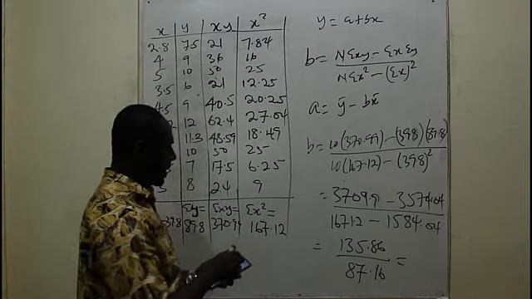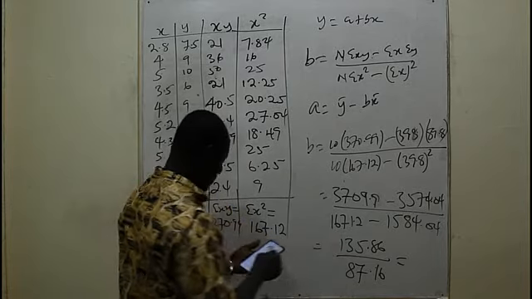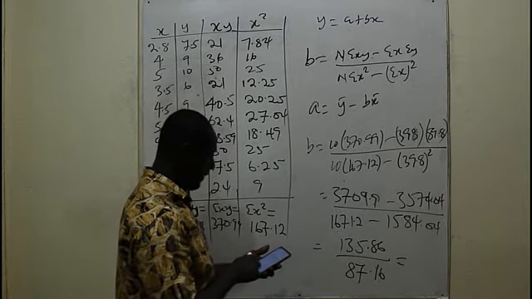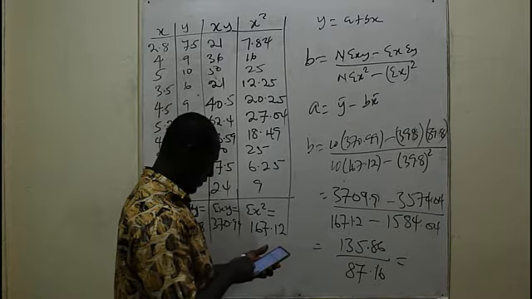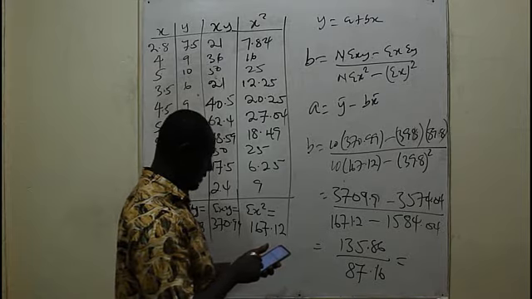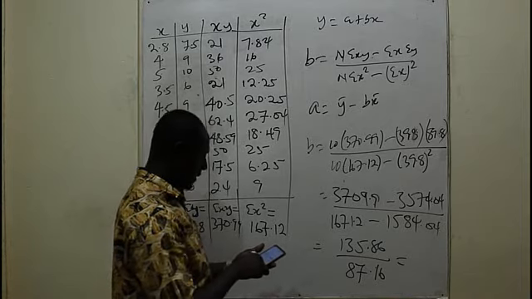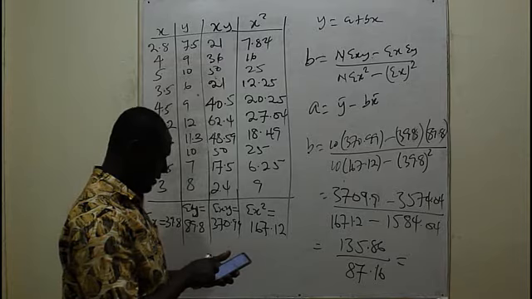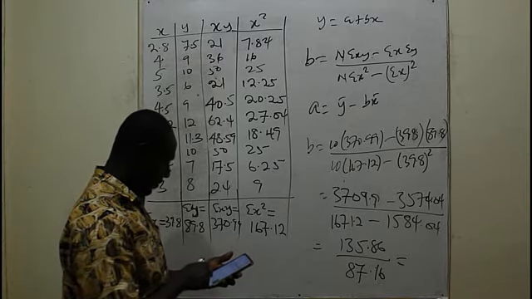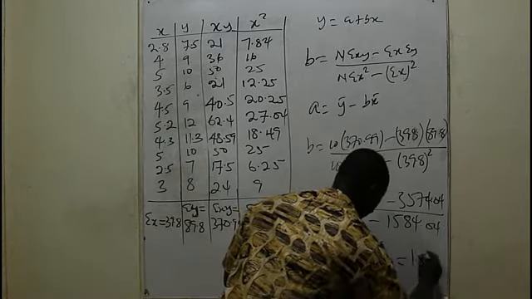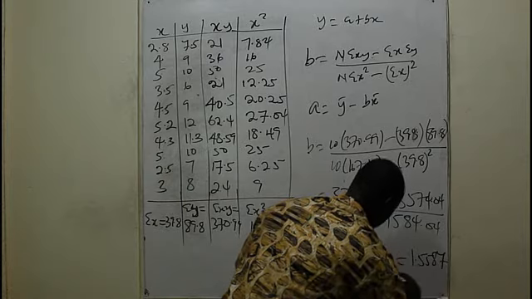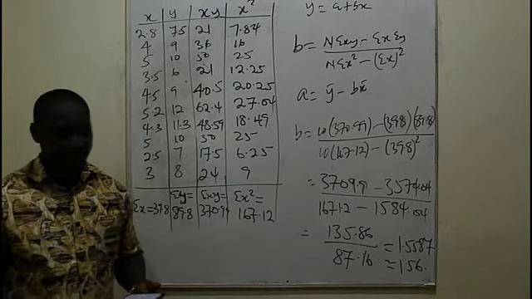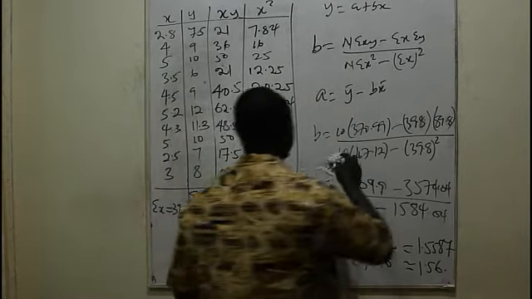So I have 1671.2 minus 1584.04, which is 87.16. Then 135.86 divided by 87.16 is 1.5587, and so this is approximately equal to 1.56. So if I have 1.56 for b, I can now come here and insert it.